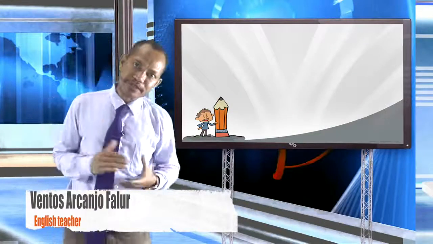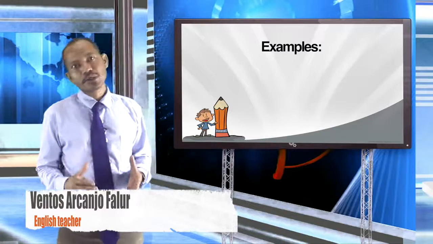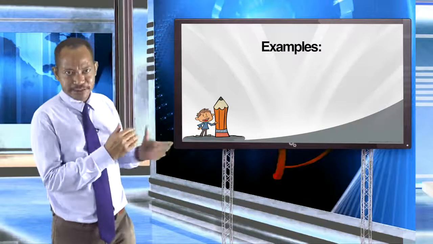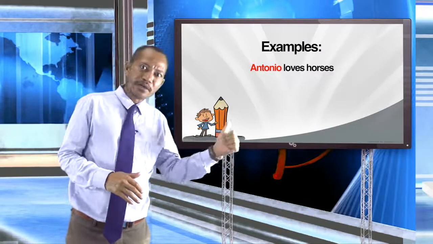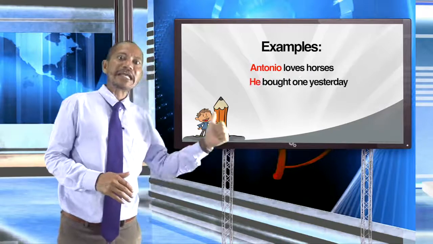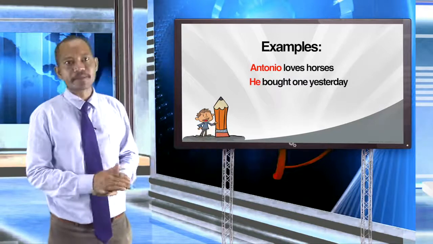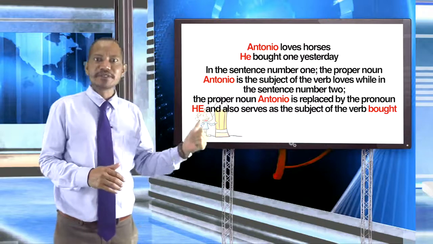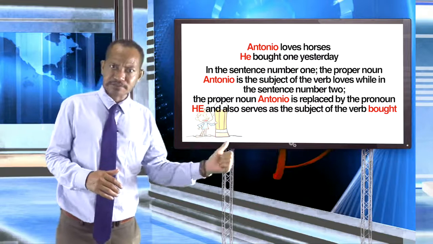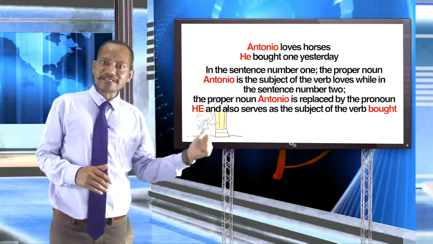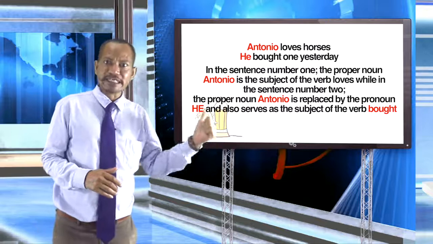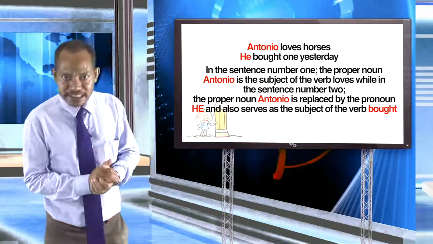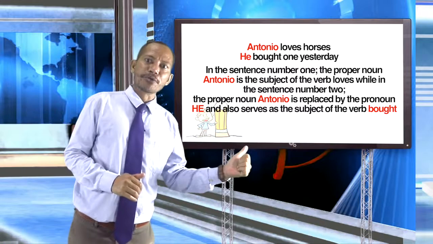Alright, in brief, a subject pronoun would be simply acknowledged as in these two example sentences here. Antonio loves horses. He both won yesterday. In the first sentence, the proper noun Antonio is the subject of the verb loves, while in the second sentence, the proper noun Antonio is replaced by the pronoun he, and also serves as the subject of the verb.